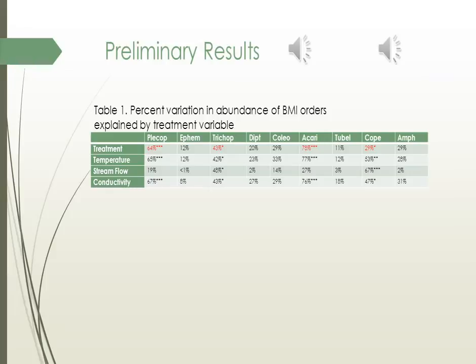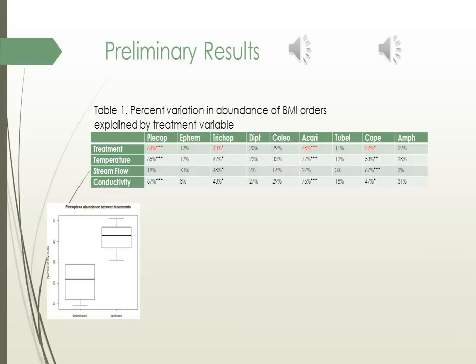I then broke down BMI abundance by order, which we have across the top: Plecoptera, Ephemeroptera, Trichoptera, Diptera, Coleoptera, Acari, Tubularia, Copepod, and Amphipods, to see what percent of the variation in the abundance of each of these orders could be explained by our different treatment variables.